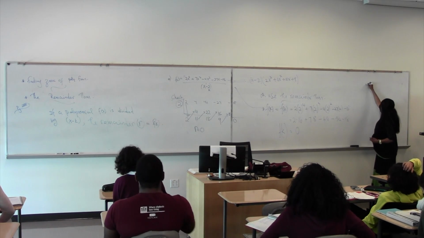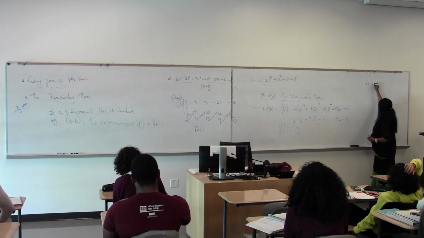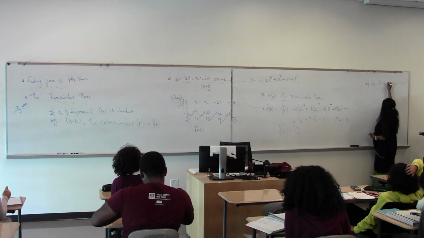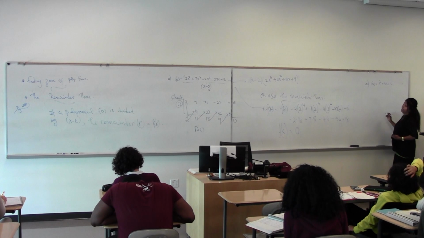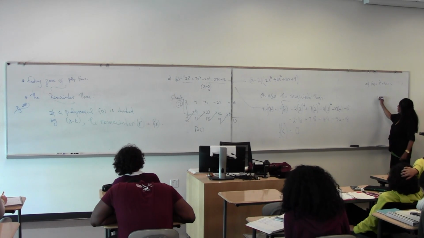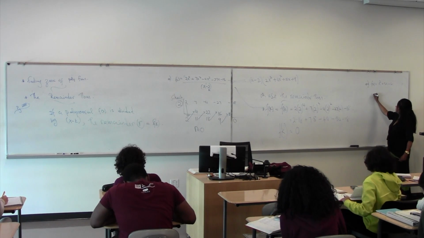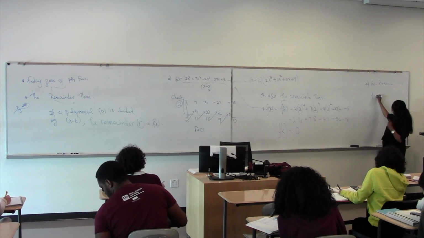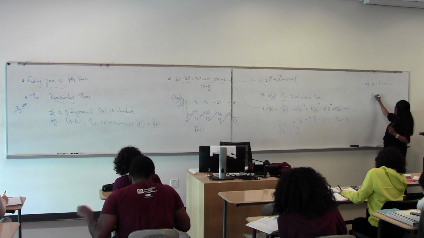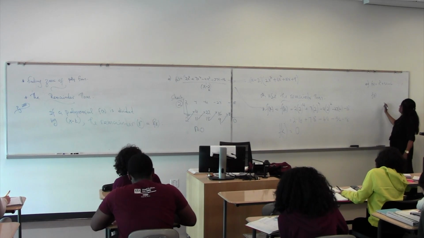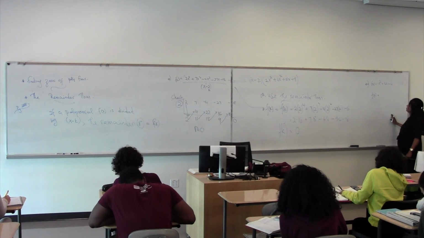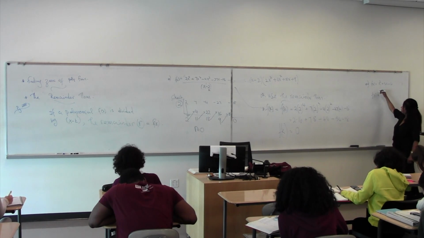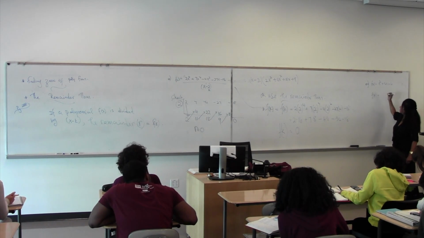If you have, let's say, example number 2, f of x is equal to x squared plus 5x plus 6, and I want to check f of 2 in this case. What is f of 2 here? 2 squared. Let's say f of negative 2.